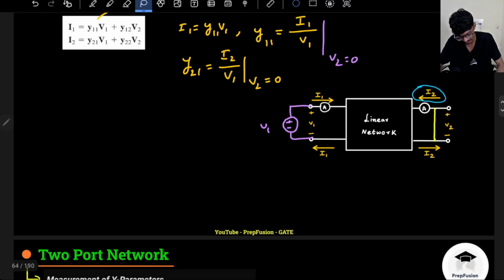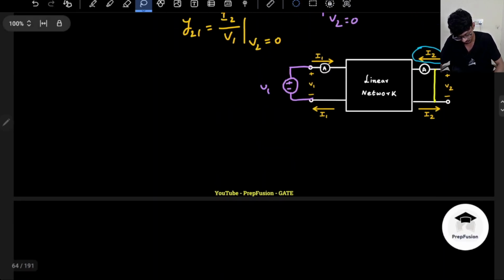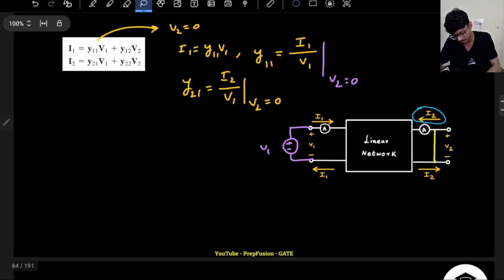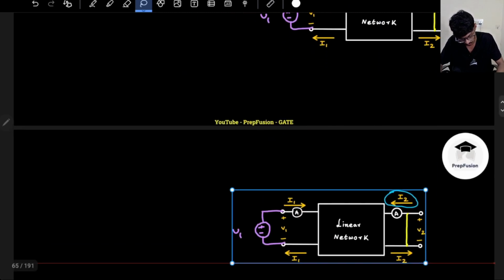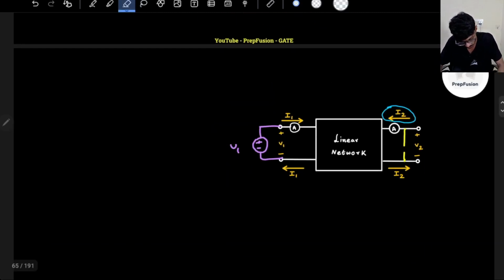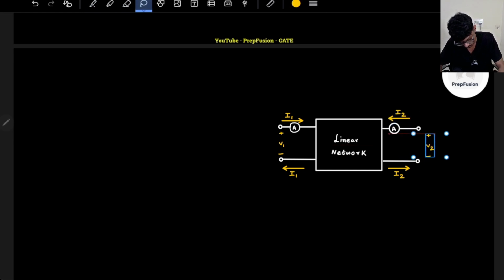Same for the other cases as well. You just have to flip it for Y12 and Y22. So now you will apply a voltage source on the output port, on the port 2.